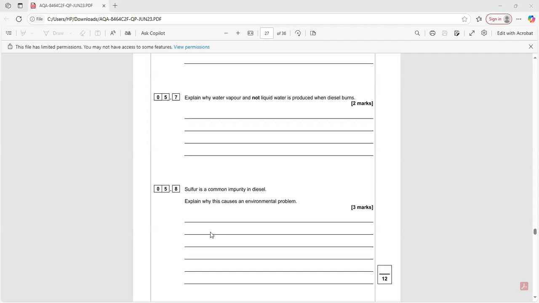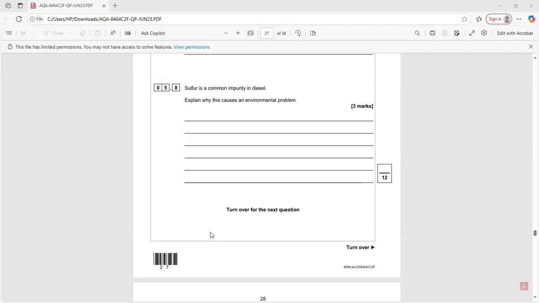Diesel burns at high temperature. Yes, at a high temperature, correct. So yes, any water that would have been liquid will be turned to water vapor or turned to steam. You're correct. Okay, so moving on. Sulfur is a common impurity in diesel. Okay, explain why this causes an environmental problem.